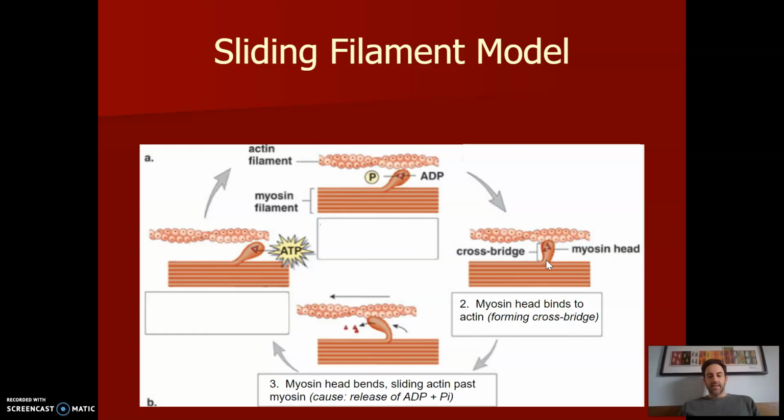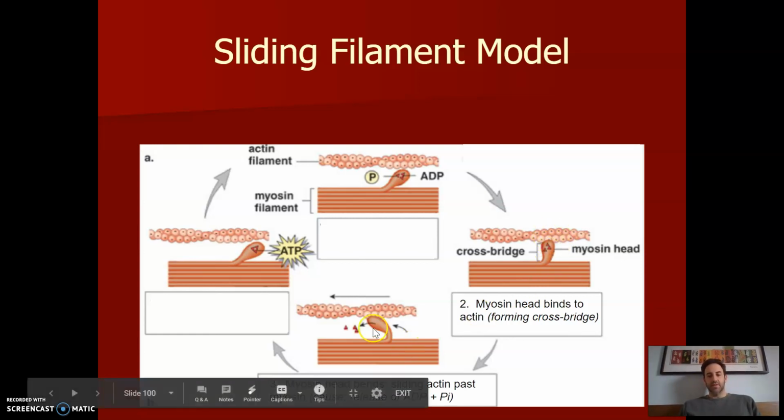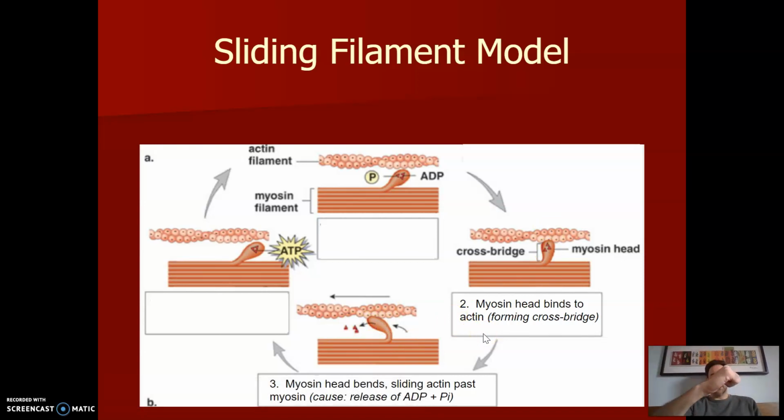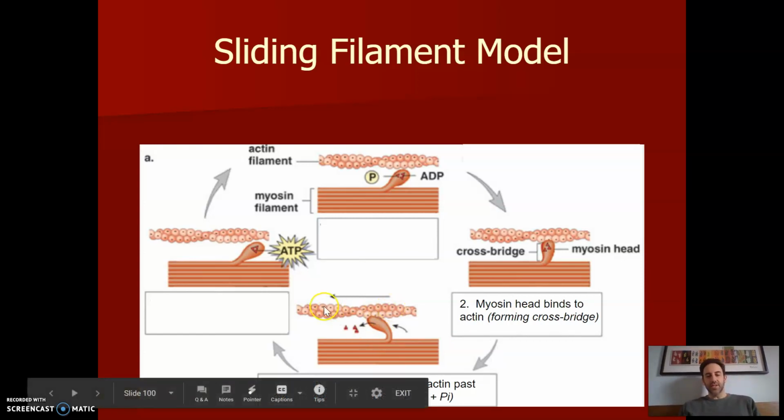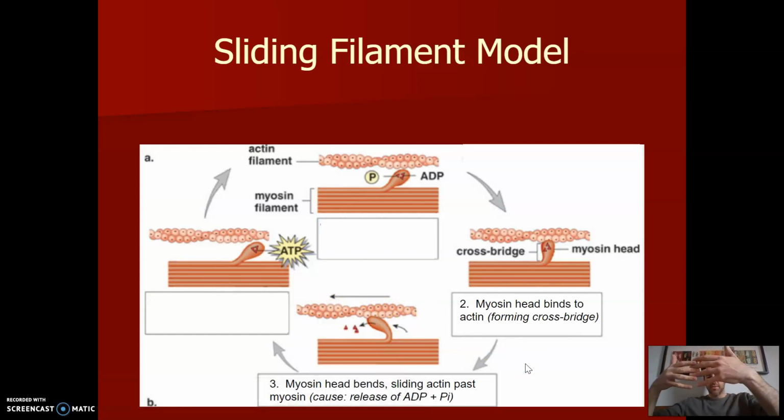Step 3 then is that myosin head bends. You can see it's kind of vertical here, but here it's bent backwards. So it bends. And when it bends, that's what's actually sliding the actin past the myosin. So that's what's contributing to this that's happening as these slide together.